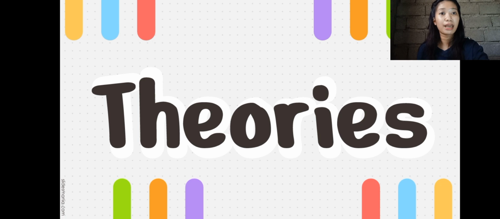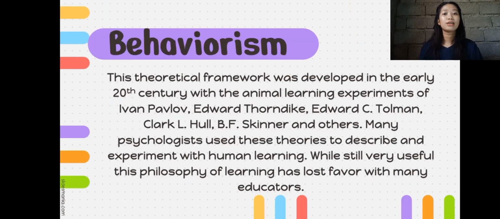Now, what is behaviorism? Behaviorism is a theoretical framework that was developed in the early 20th century with the animal learning experiments of Ivan Pavlov, Edward Thorndike, Edward C. Tolman, Clark L. Hull, B.F. Skinner, and others. Many psychologists use these theories to describe and experiment with human learning. While this philosophy of learning is still very useful, it lost favor with many educators.